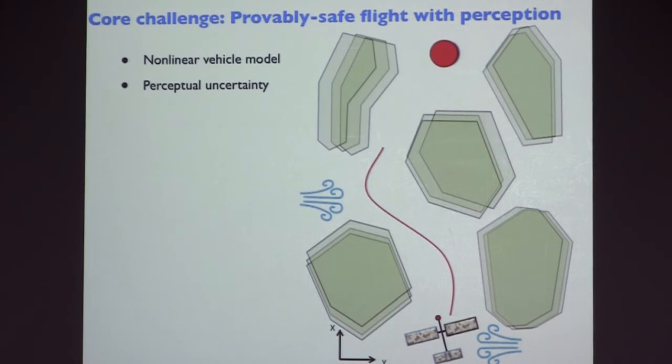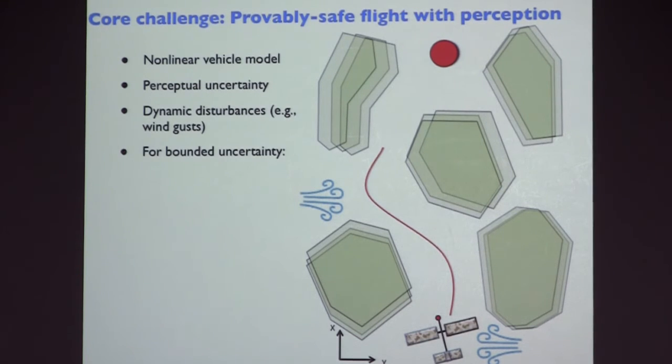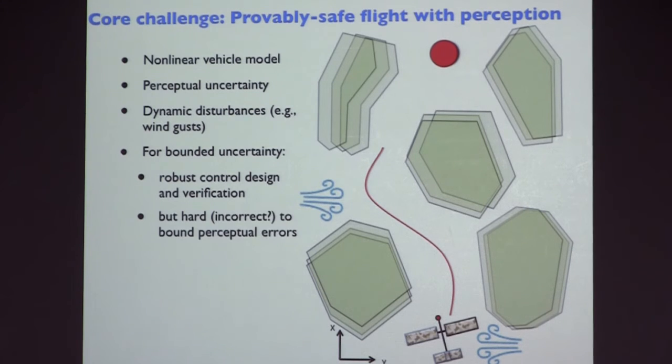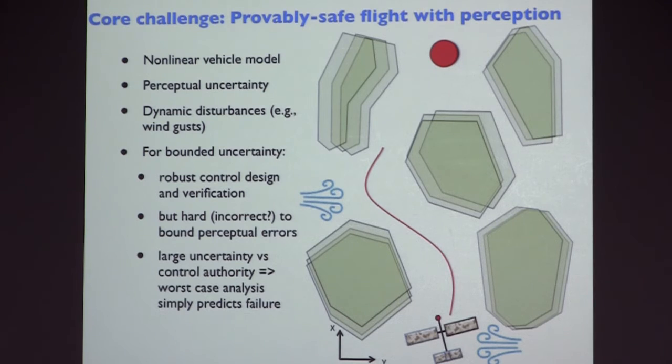So this now has a nonlinear vehicle model and perceptual uncertainty, maybe wind gusts throwing it around. Typically, if the uncertainty in the world is bounded, then we can do our robust control design and verification. The problem is, vision systems don't make bounded errors. Vision systems are going to say, sorry, I didn't see that tree, or it was a shadow, but I thought it was a tree. They're going to make very long, very big errors. So I think it's hard to use a robust verification to talk about vision errors. Plus, if the bounds on your robustness are so large compared to your control authority, robust design isn't going to be a useful solution anyway.